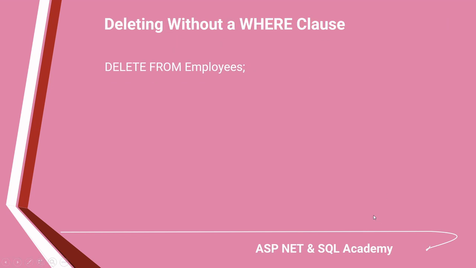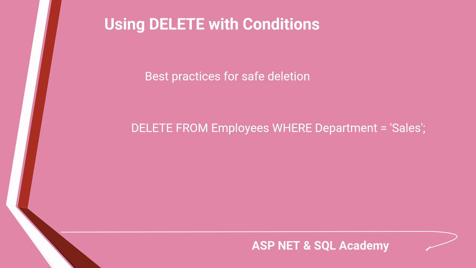Be cautious. If you omit the where clause, you will delete all rows in the table. Always ensure you have a backup before executing such commands. Using conditions is crucial for safe deletions. For instance, if you want to delete all employees in the sales department, you would use delete from employees where department equals sales.